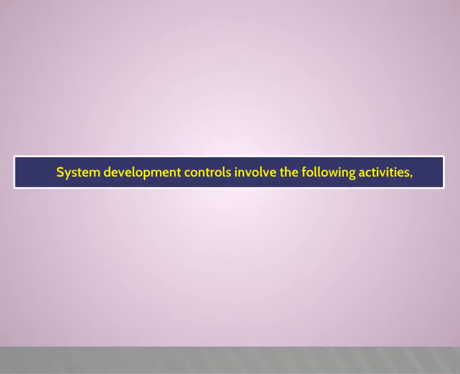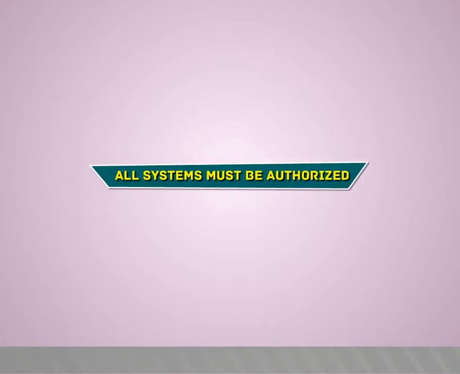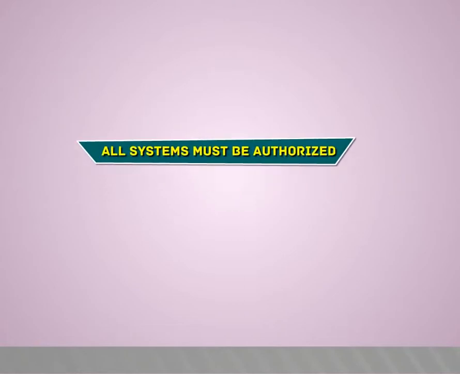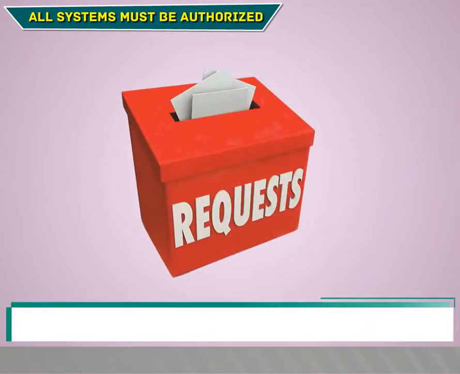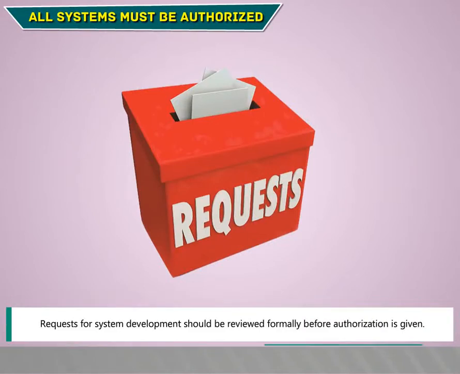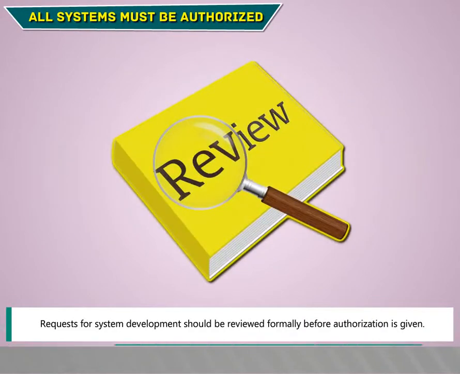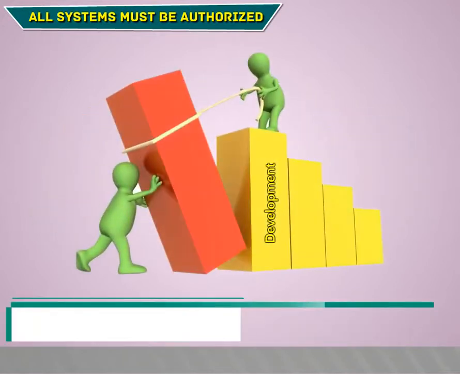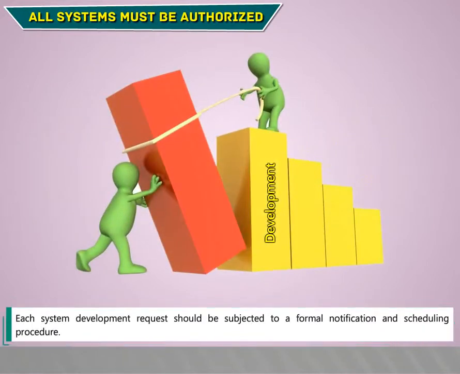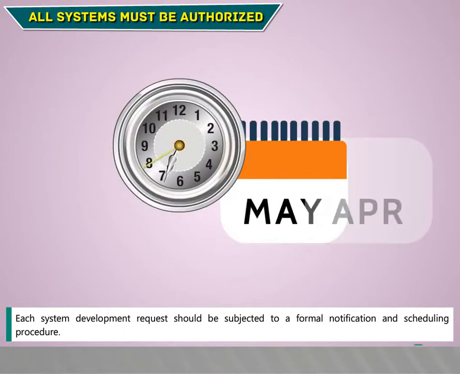System development controls involve the following activities. All systems must be authorized. Requests for system development should be reviewed formally before authorization is given. Each system development request should be subjected to a formal notification and scheduling procedure.